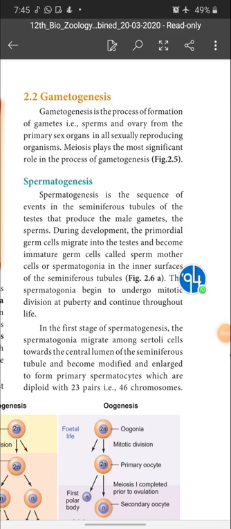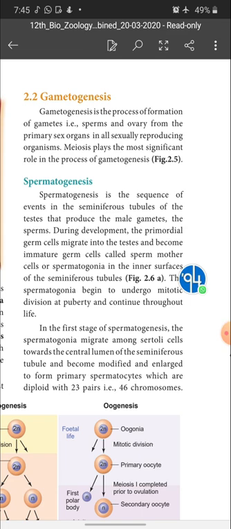Children, last class I completed the female reproductive system of human, and I hope you are thorough with it and clear with it also. Today I am going to start gametogenesis, the process by which the gametes are formed. So what are the gametes? Children, you know very well what gametes are. There are two types of gametes, the male gamete and the female gamete. Gamete is nothing but the sex cells, that is sperm in male and ovum in female.